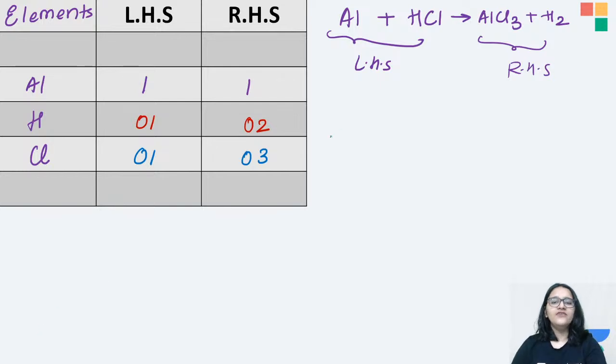So now let's start with chlorine. Shall we begin with chlorine, everybody? Yes, because that is the highest. So can I convert this 1 into 3?